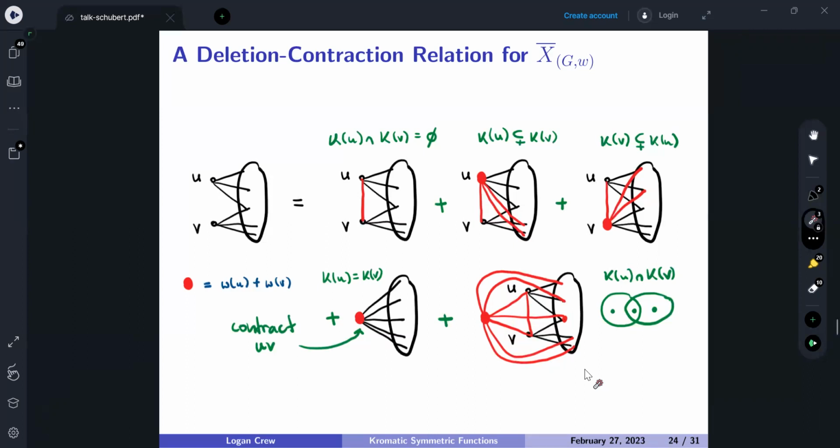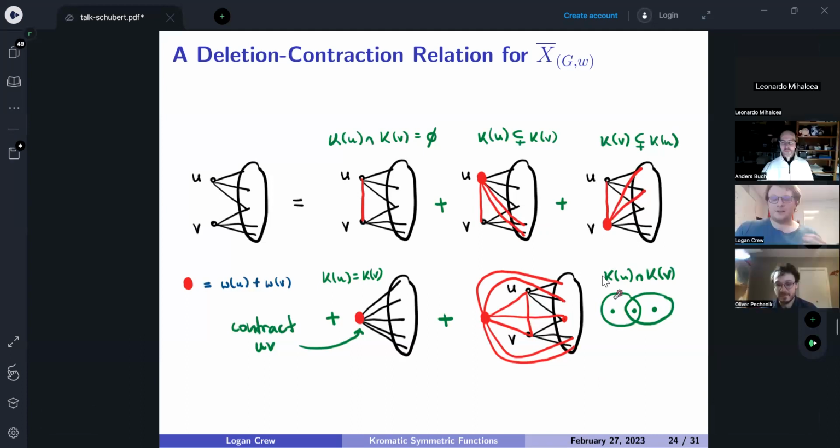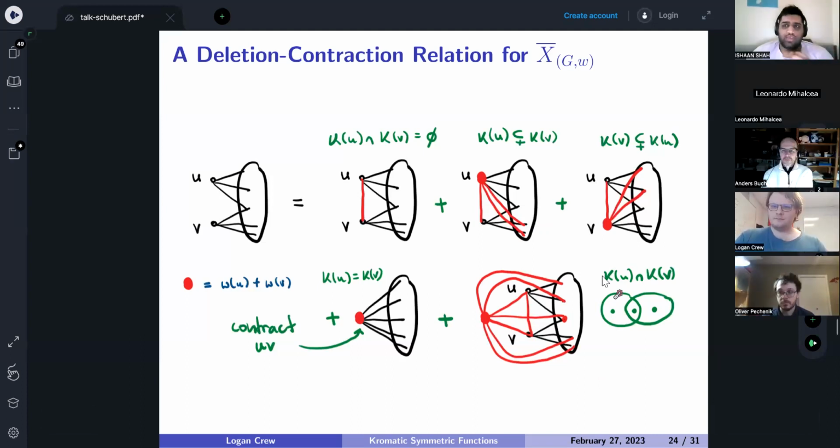I see there's a hand raised in the audience. Hi. Yeah. I was wondering if you allowed for vertices to have no colorings. Would that simplify the deletion contraction relation?